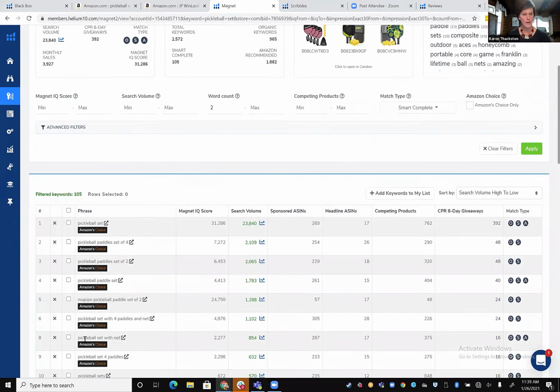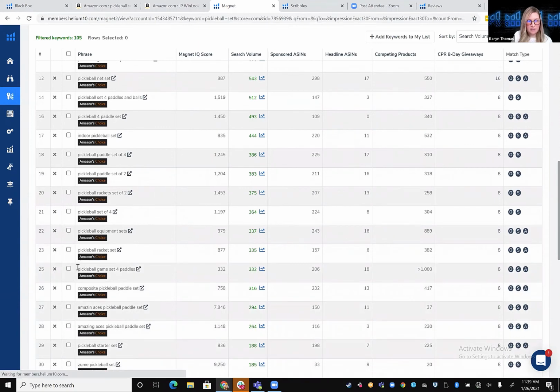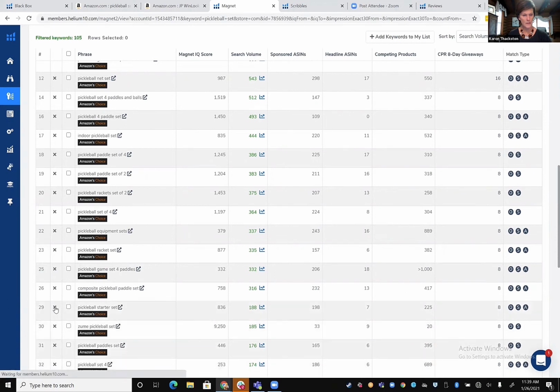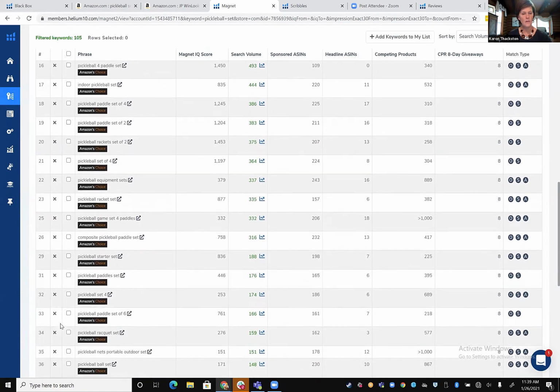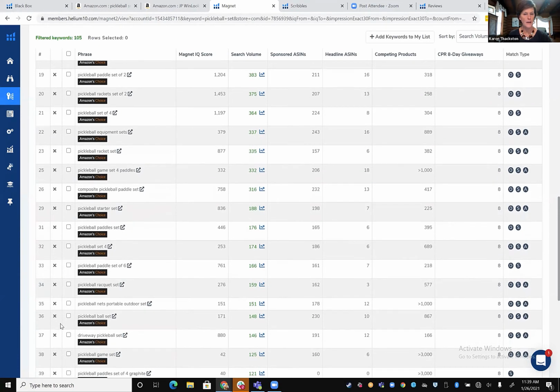Gamma is a brand that can come out. Well said. Yep, Gamma Composite. That's a brand. Amazing Aces is a brand. I guess the ZUME is a brand. And see, most of these are variations of all the others. You get composite in there. That's a type of paddle. Okay.